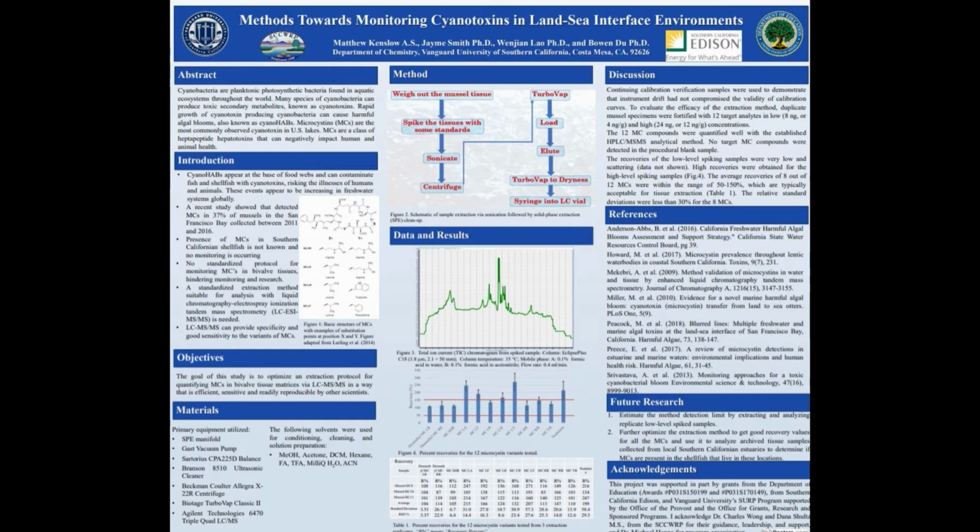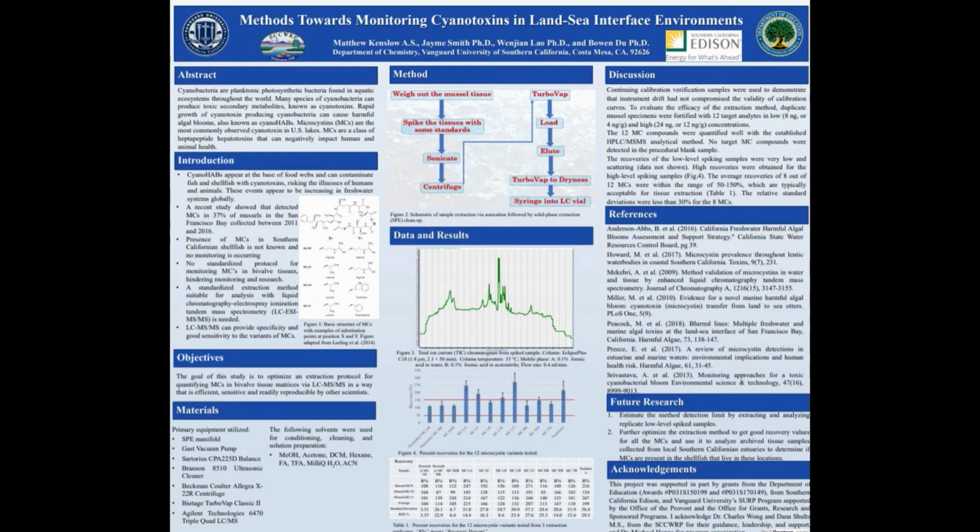CyanoHABs appear at the base of food webs, contaminating fish and shellfish, and thereby exposing other fish, birds, animals, and humans to cyanotoxins. Thus, cyanotoxins are responsible for the illnesses of humans and animals. These events appear to be increasing in freshwater systems globally.